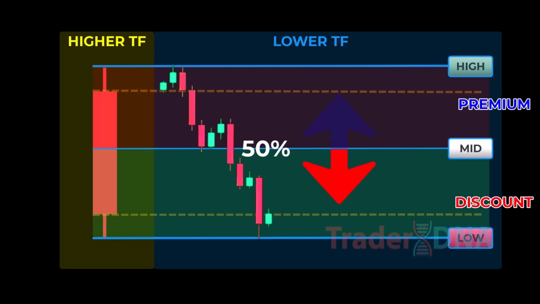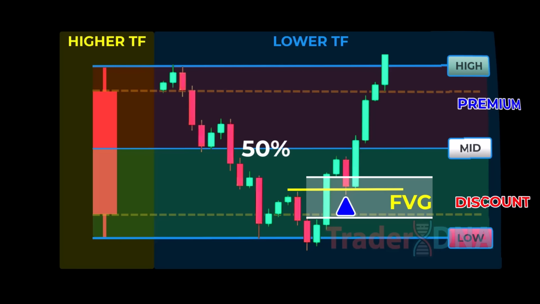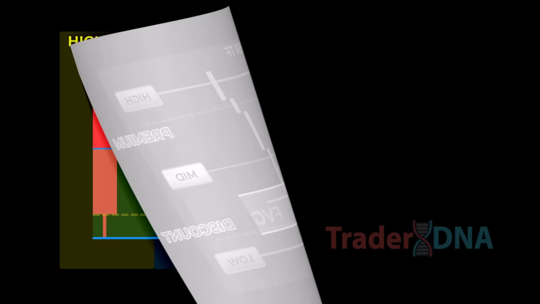And this is critical. Trading inside premium and discount ensures you're positioning yourself with the best possible risk to reward. You're not just trading structure. You're trading structure at the right price, high probability, high precision, better RR. That's how you turn a good setup into a calculated one.